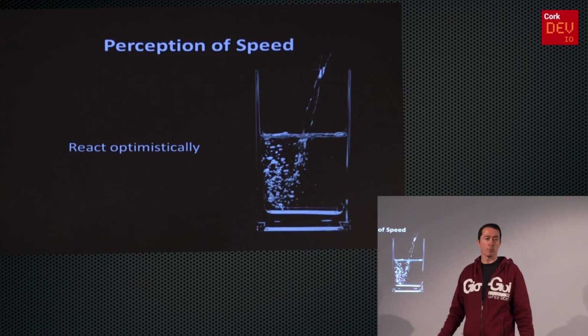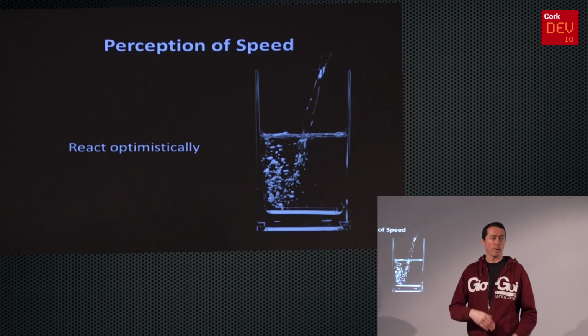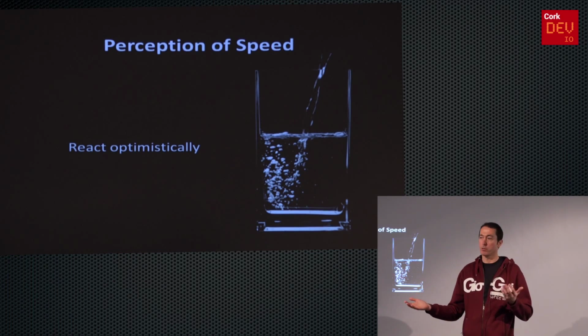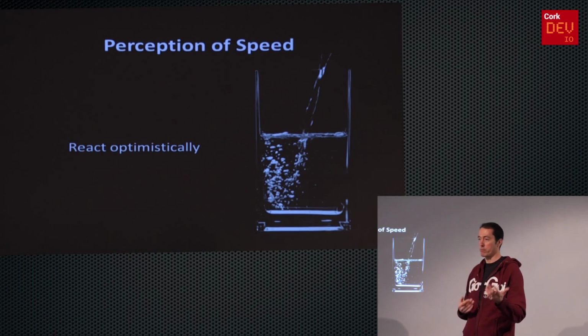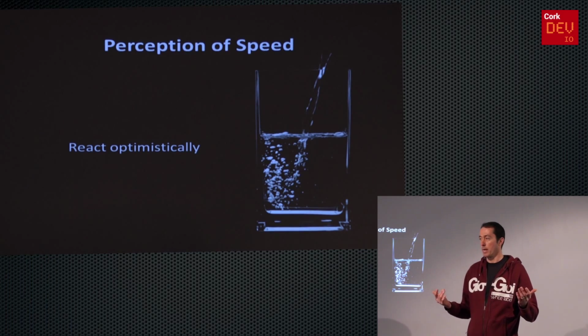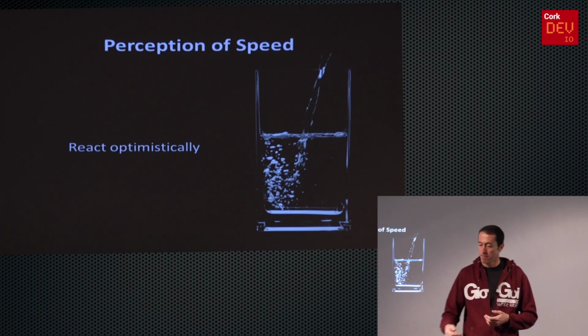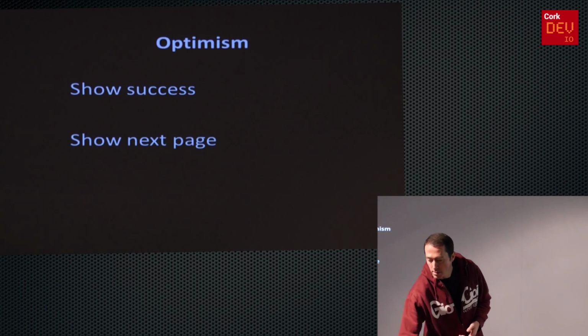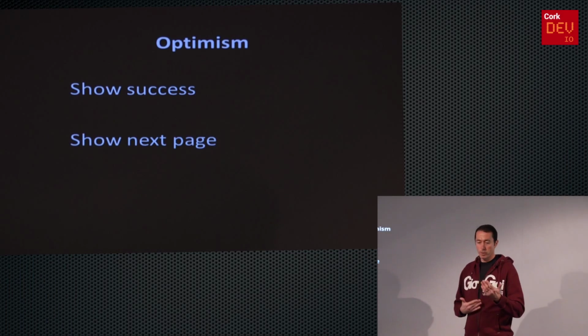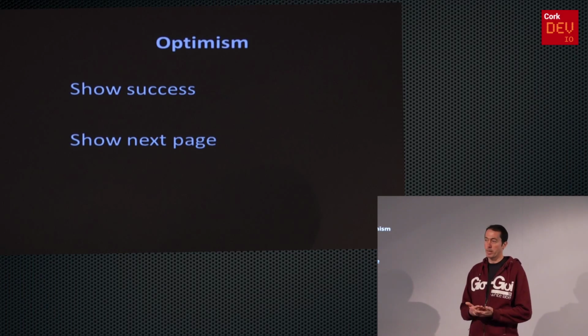So you just assume things are going to work. When you make a request to the network, you just assume it's going to work, and you show the user the result. And 9 times out of 10, you're going to be right. And the time when it fails, you just show them the error. So there's 2 things there: show success and show the next page.